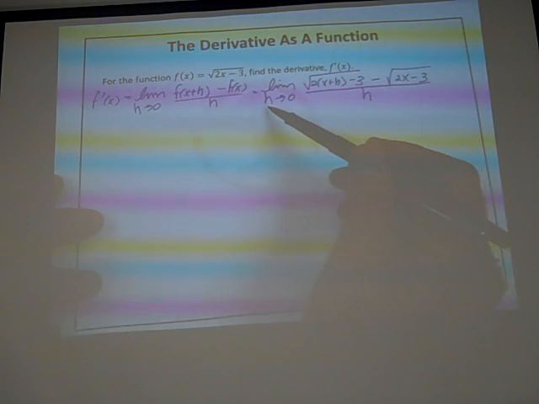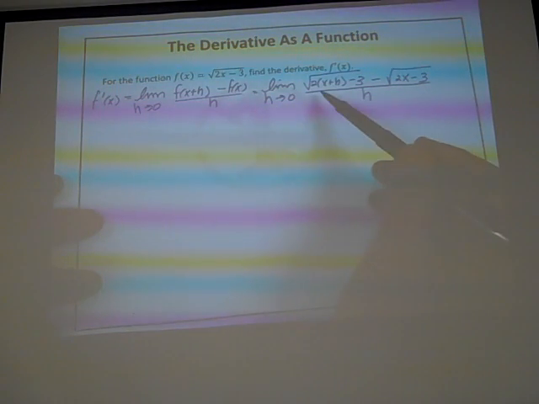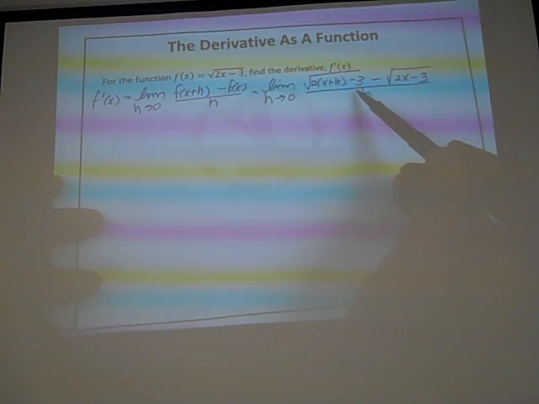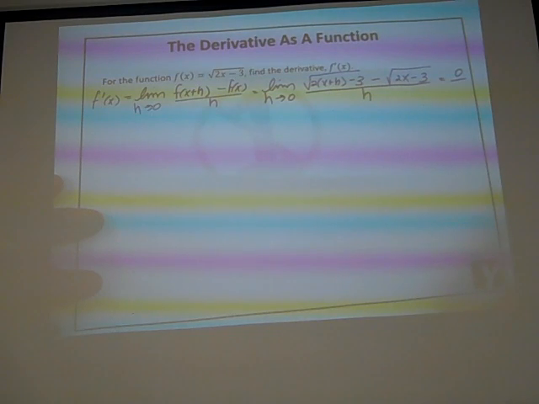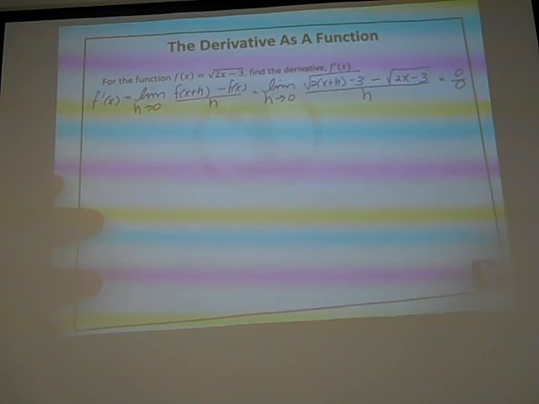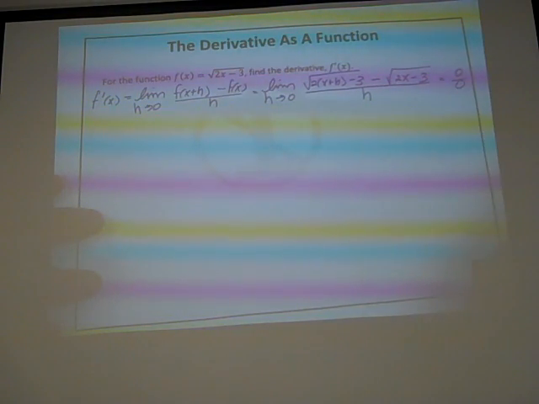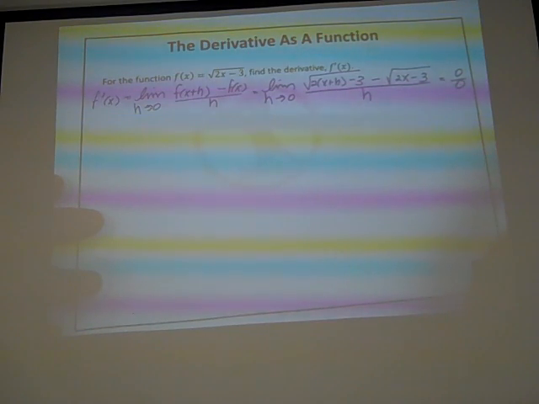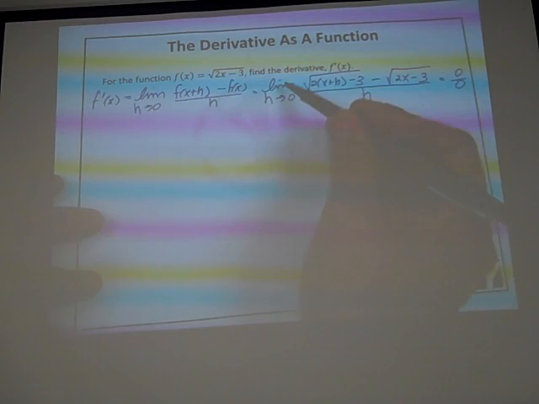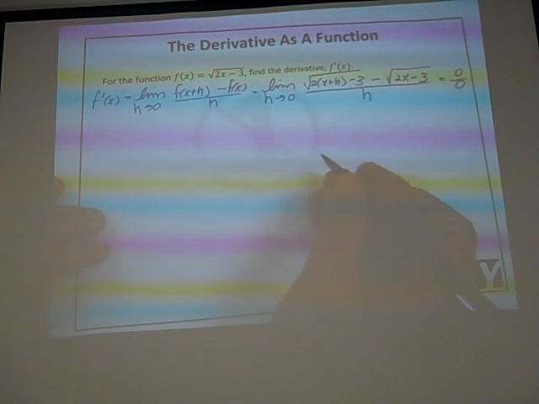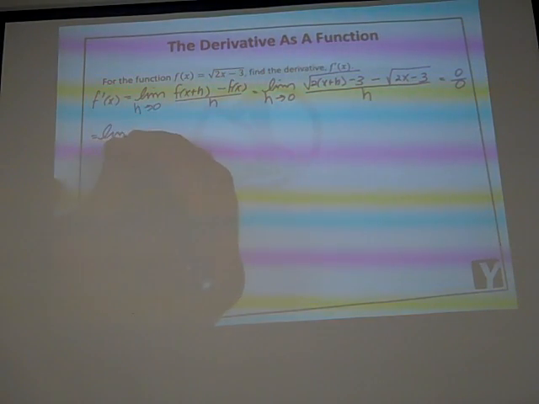If you evaluate this limit at 0, you'll have square root of 2x minus 3 minus the square root of 2x minus 3. That's 0 in the numerator, 0 in the denominator. Uh-oh! We have an indeterminate form. We need some algebra trickery. What we're going to have to do, because of the square roots here, is multiply by the conjugate. So let's go through and do that.